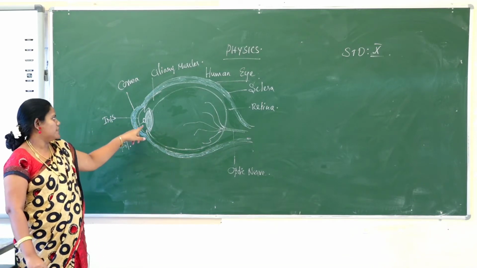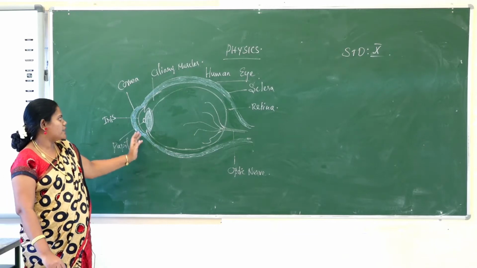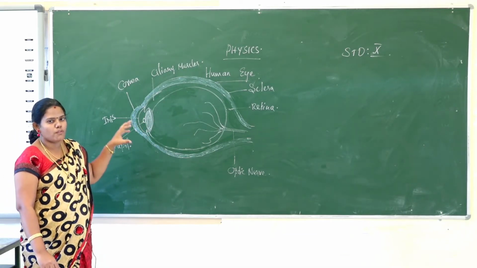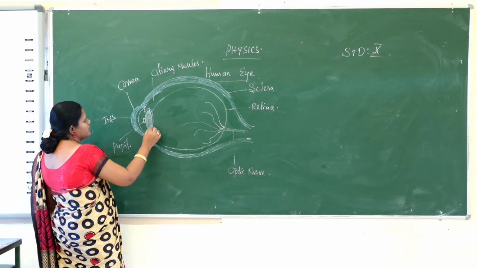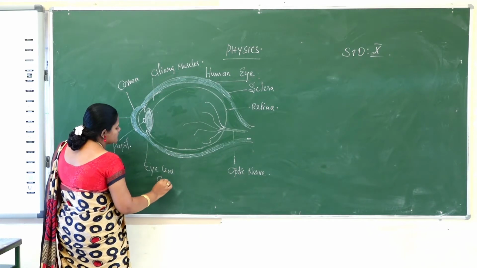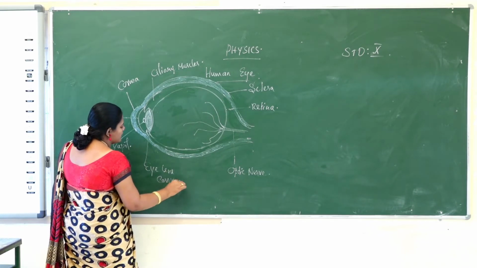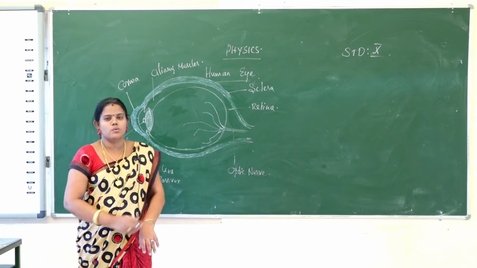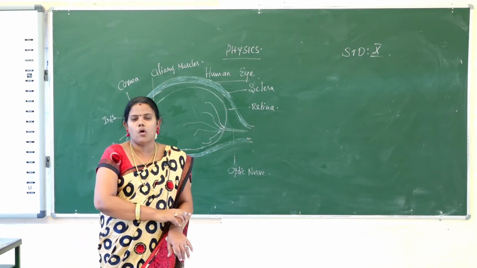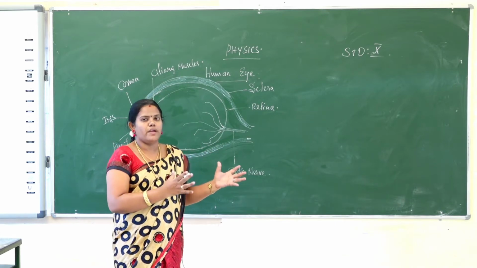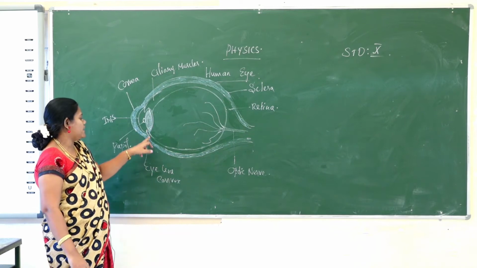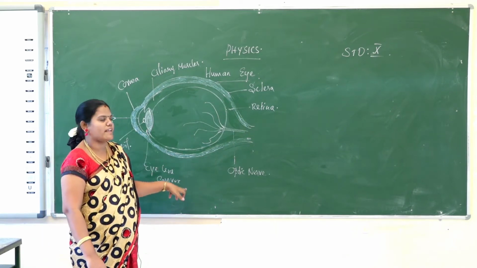So the pupil is the center part of the eye, and after the pupil the eye lens is there. The eye lens is convex in nature. What is a convex lens? A convex lens is a converging lens. What is the meaning of converging? When light enters the lens, all the light converges at a point, and at that point the image is produced. In the same way the eye lens works, because it is convex in nature.